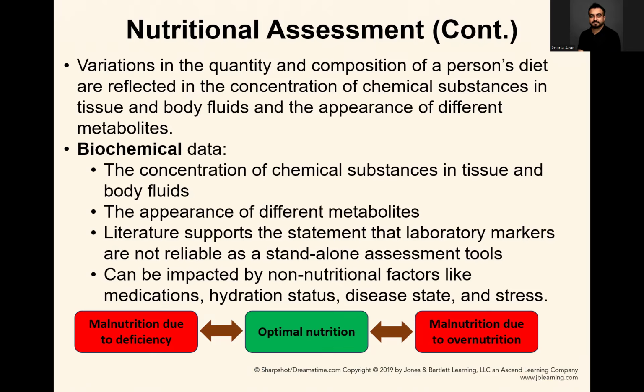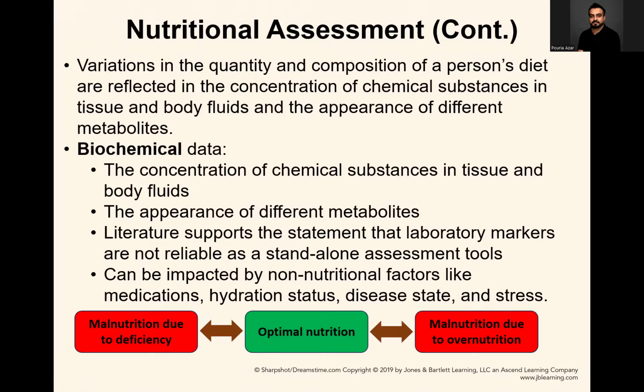So when we say biochemical data, it's the concentration of chemical substances in tissue and body fluids. This can be chemical substances from blood or from urine samples and some other body fluids like saliva and also tissue. And we can measure them and they can reflect a person's diet composition and quantity.